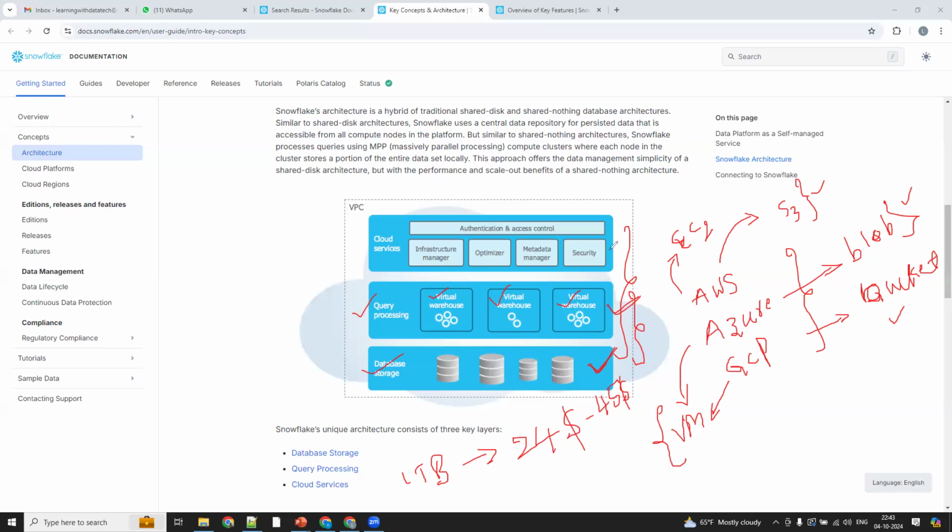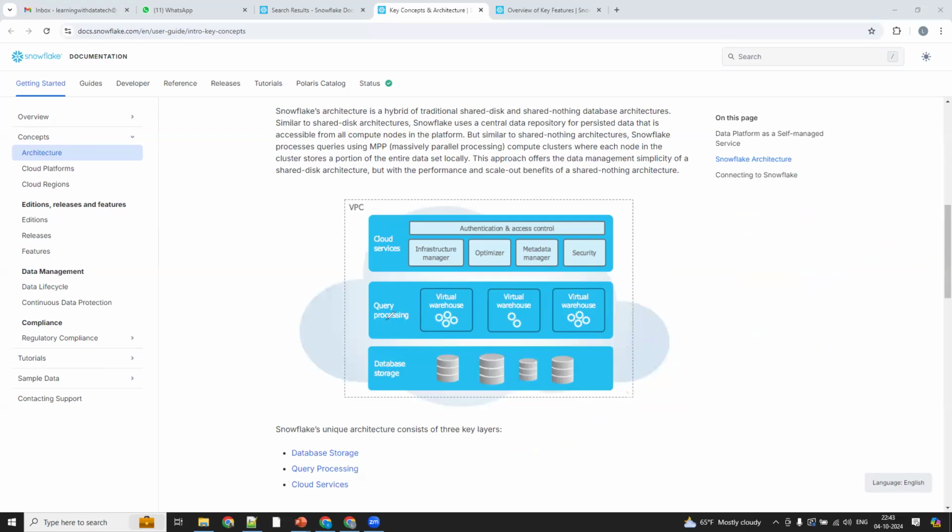Okay. And the third layer is the cloud service layer. Let's say I've chosen AWS as the cloud in the backend. Indirectly, this is an EC2 node, and this is an S3 bucket.